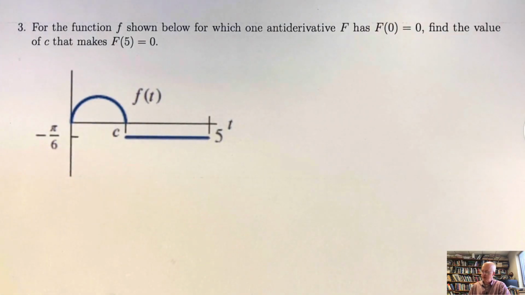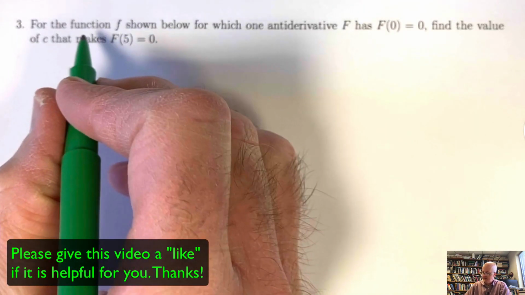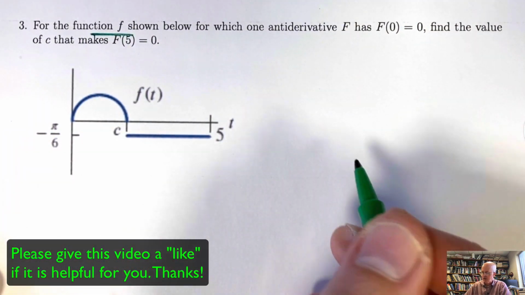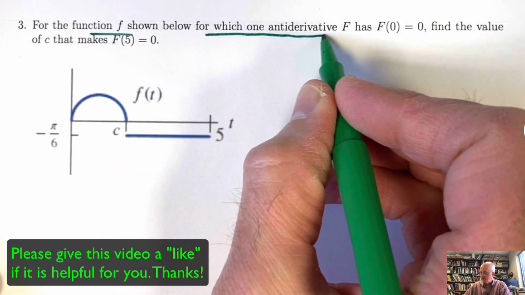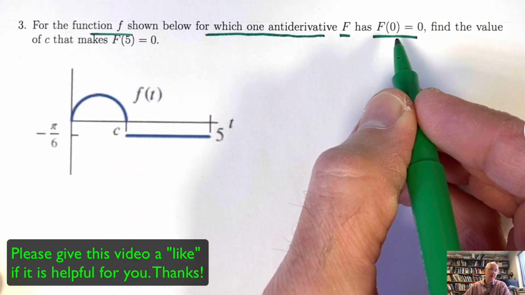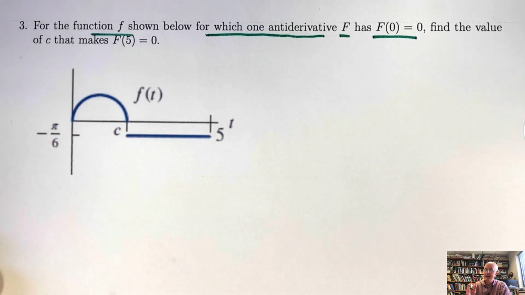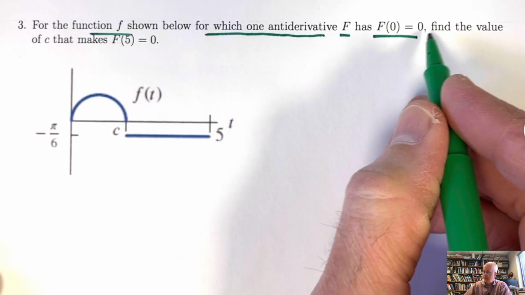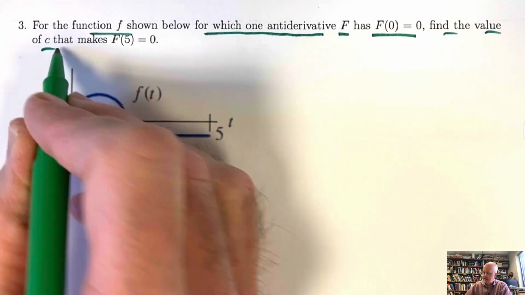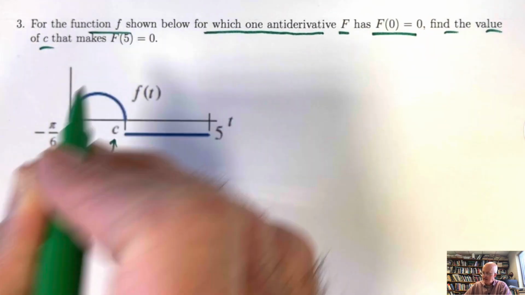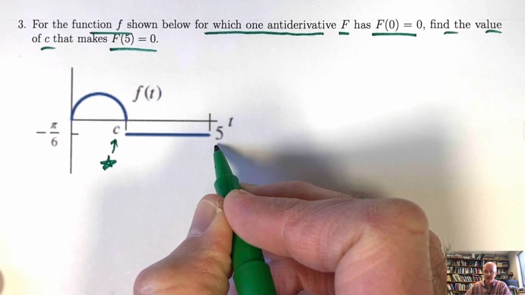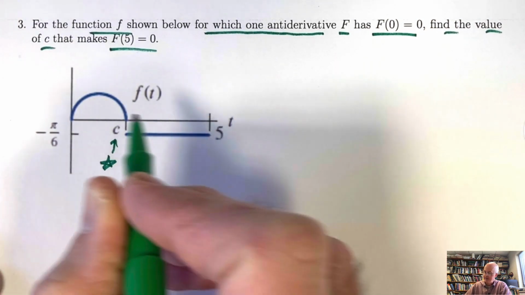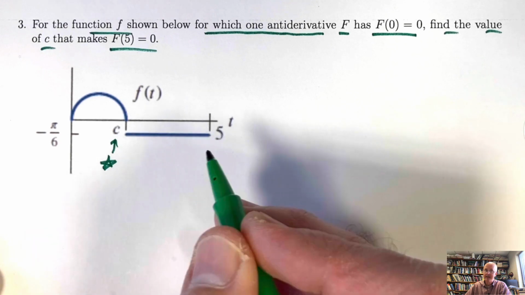Number 3 is a little tricky graphical problem for the function little f, whose graph that you see below, for which one antiderivative, capital F, has a graph that goes through the origin. Now, there are actually infinitely many antiderivatives. They all differ by a constant, which are vertical translations of each other. We want a particular antiderivative whose graph is assumed to go through the origin. And we want to find the value of c that you see right here, such that capital F of 5, where 5 is over here, equals 0. This area minus that area must equal 0.